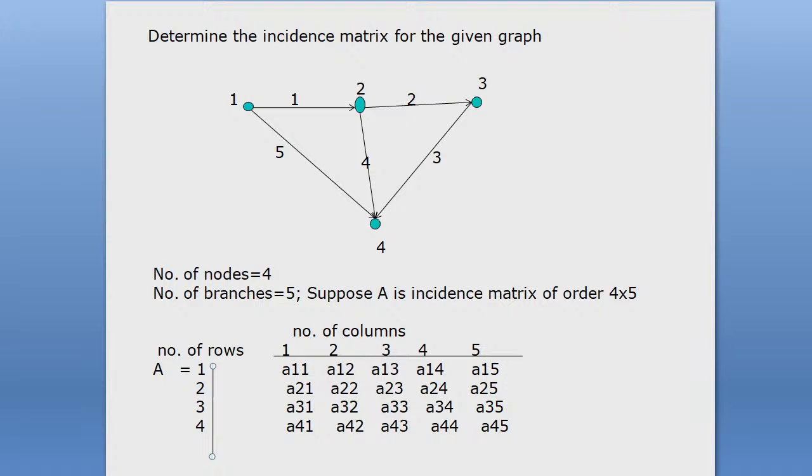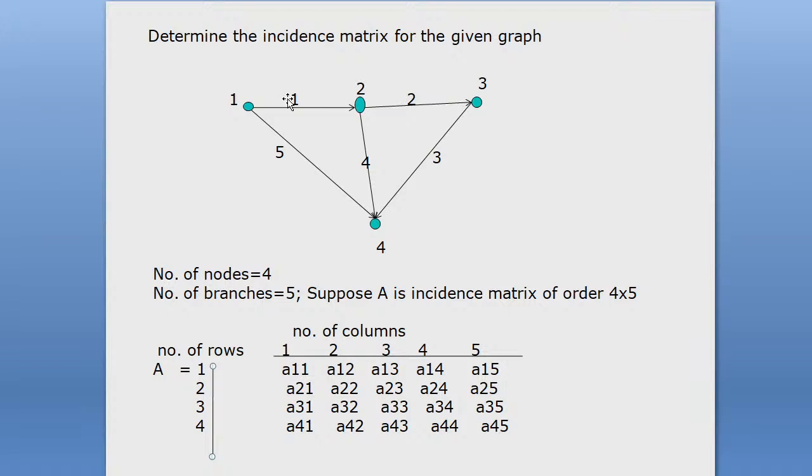And you know that if a branch is incident to a node, then the value of the element will be plus 1 or minus 1 depending on the direction of the arrow. If it is not incident to the node, then its value will be 0. Now we will examine which branch is incident to which node. First we will see branch 1.